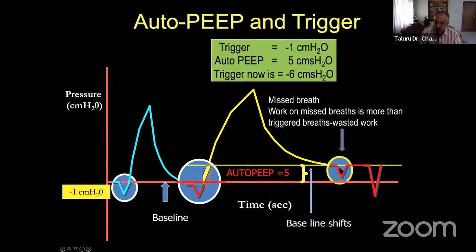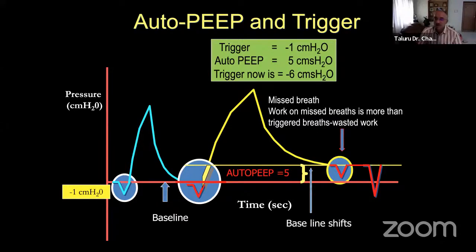See, this is the reason why COPD patients go into dyssynchrony, or to put it for your understanding, you can say this way, that his diaphragm has contracted, but it has not contracted enough to go to minus 1. It has gone to probably minus 1, but it was supposed to go to minus 6, isn't it? And you should understand that the work on a missed breath is more than a triggered breath. So, what you have to understand is, on a ventilator, somebody may be doing more work than what they would do otherwise not being on a ventilator. That is what you have to understand.